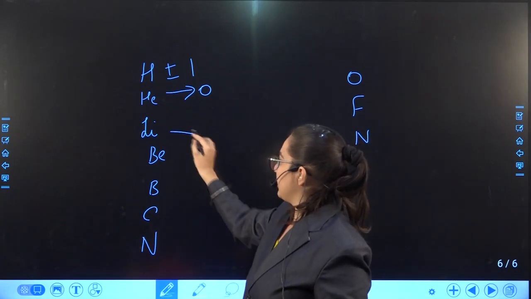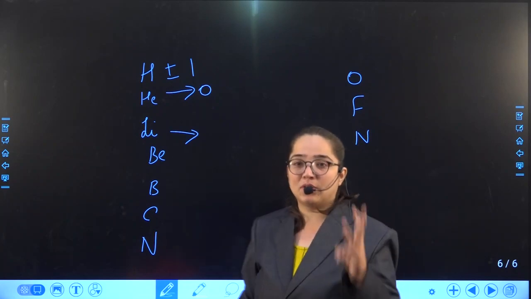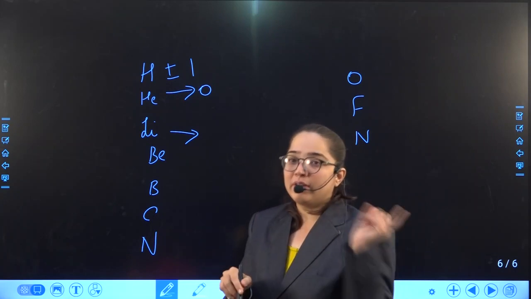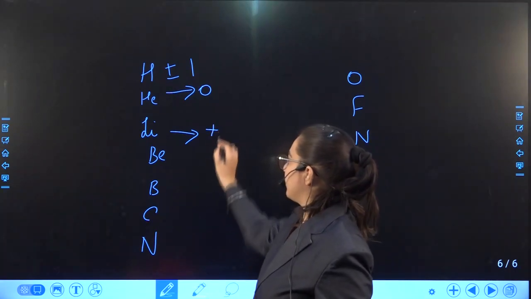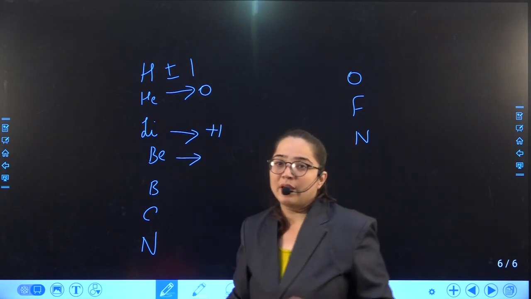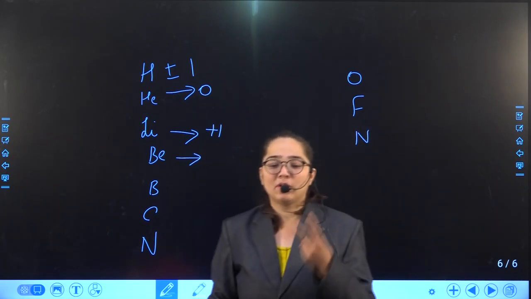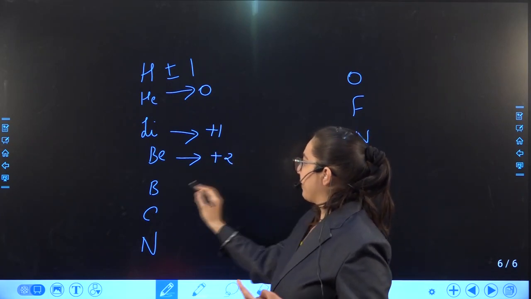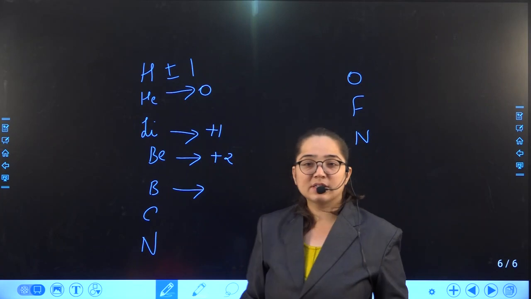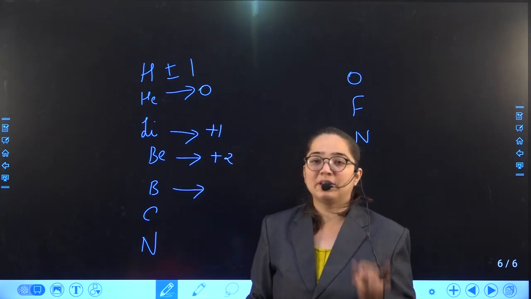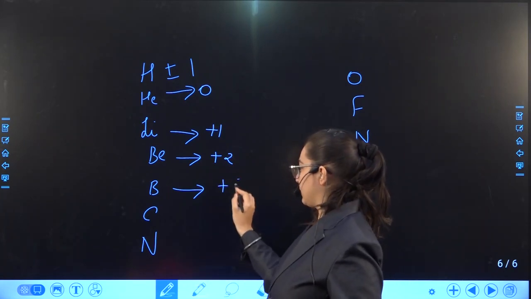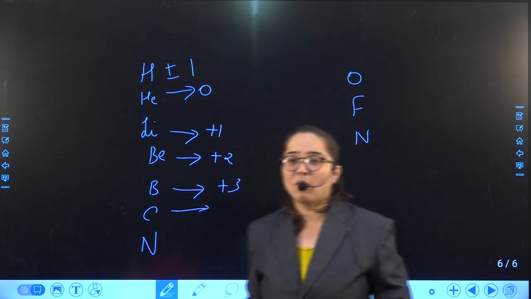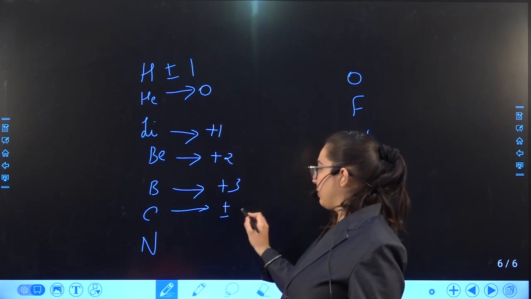If we come to lithium, it is having how many electrons in its outermost orbit? 3. So in the first orbit 2, in the next orbit 1. It will give 1 electron and it will become positively charged. Beryllium, it is having how many electrons in the outermost orbit? 2. So it will give 2 electrons and it will become positively charged. Boron, it is having how many electrons in its outermost orbit? 3. So it will give 3 electrons. Carbon, a stage where it needs to either give 4 or take 4. So its valency is plus or minus 4.